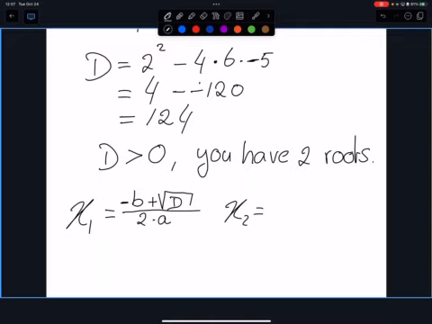x2, the same thing. Negative b, but instead of add or sum, let me change color so you notice the difference. This is addition. Here you have subtraction. You subtract the square root of the discriminant, divided by 2a. Remember, you do not have to memorize it. It's in your cover page. You only have to know how to use it.